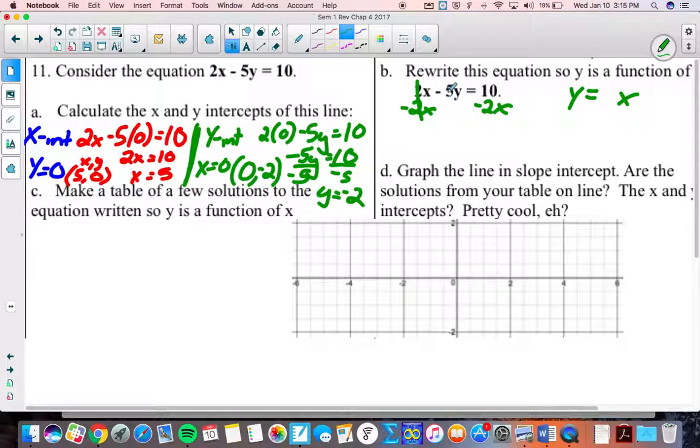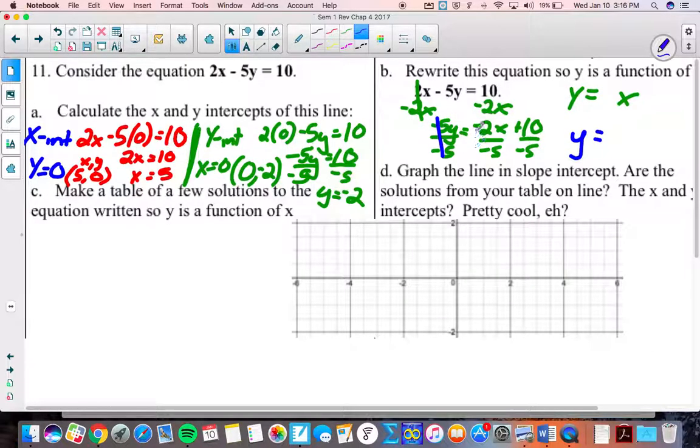Again, here, make sure you drop down a negative 5y. Y is not yet by itself. We need to divide by negative 5. The entire left side is getting divided by negative 5. The entire right side needs to get divided by negative 5. So when we simplify this, we have y by itself.